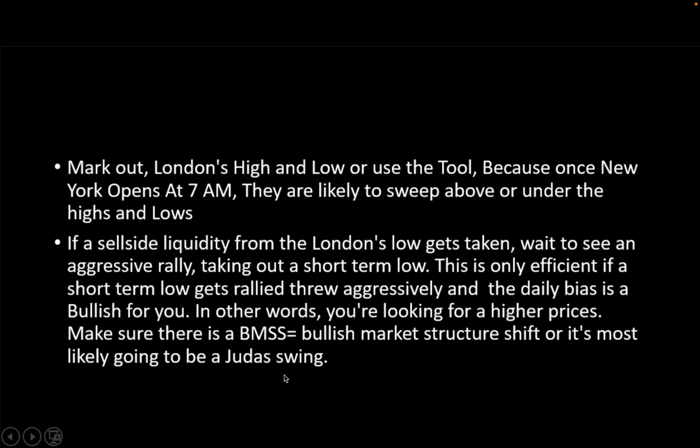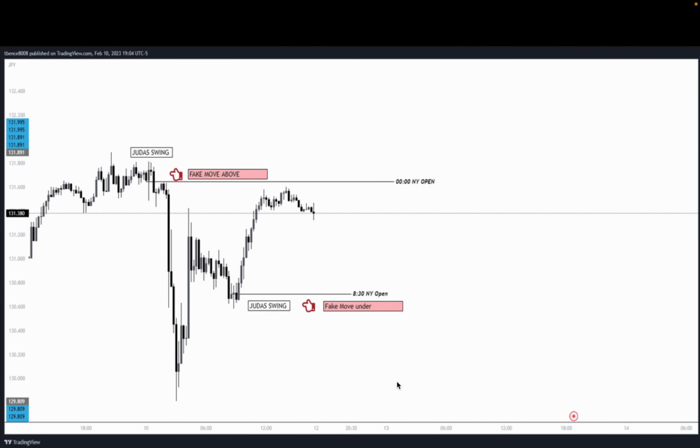Or it's most likely going to be a Judas swing. Most of you are probably wondering, what is a Judas swing? A Judas swing is a fake move that happens in between these time zones. So if you mark out the London, or you use the tool I've given you, there is a Judas swing under the 0000 New York opening price. Now, when the candle closes itself at 00 New York time, I want you to mark off the close of the candle all the way to the right, and I want you to write 0000 New York open.